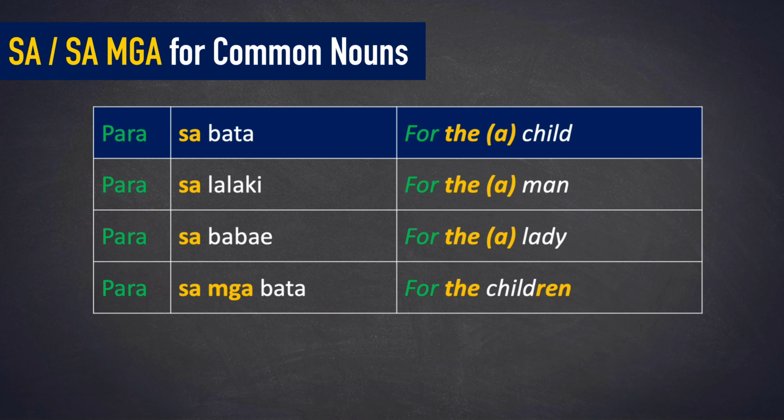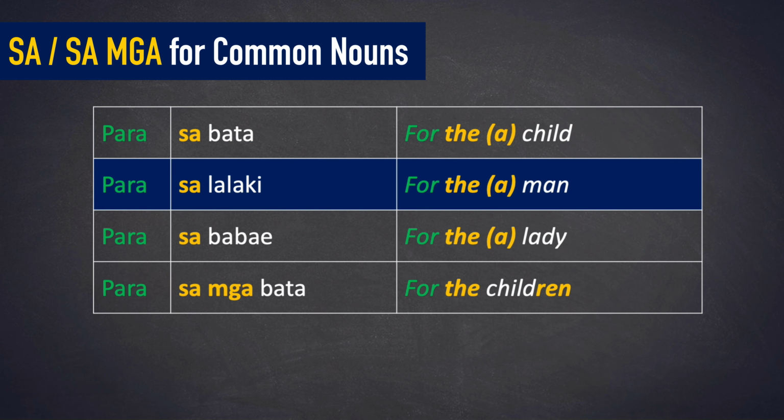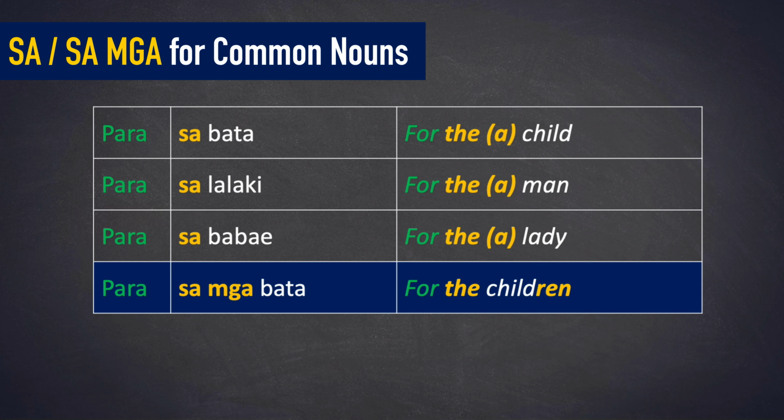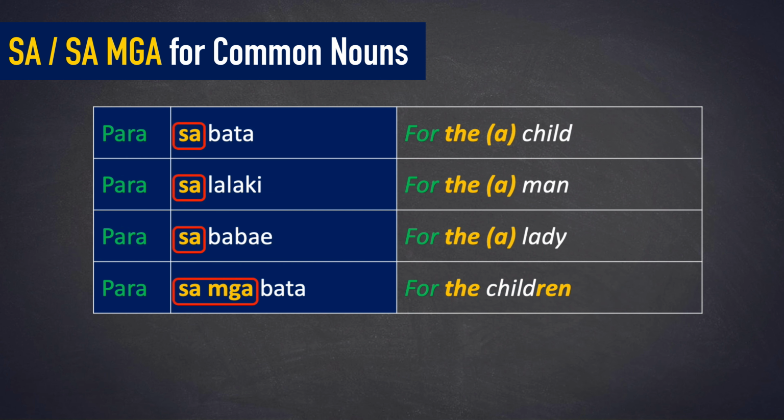Para sa bata, for the child. Para sa lalaki, for the man. Para sa babae, for the lady. Para sa mga bata, for the children. Sa and sa mga are oblique markers for common nouns or nouns that are not names of people.